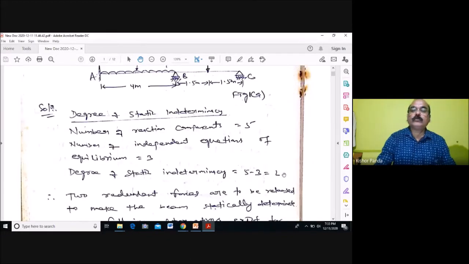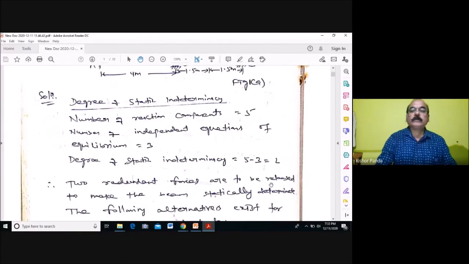Here you have to choose 2 redundant forces because the degree of static indeterminacy is equal to 2. So you have to choose 2 redundant forces. The 2 redundant forces are to be released to make the beam statically determinate.